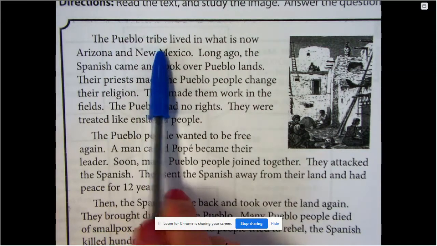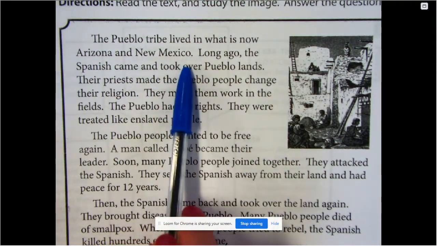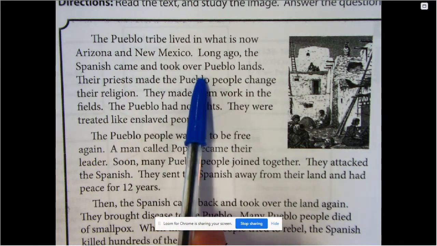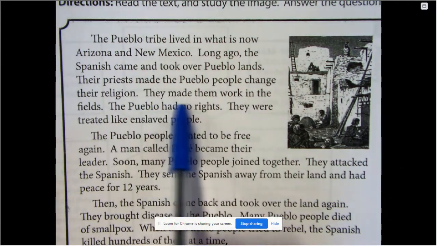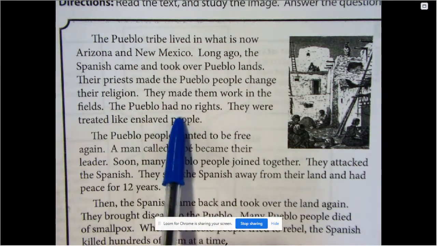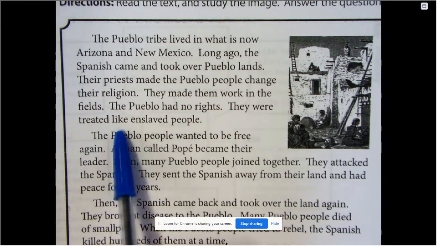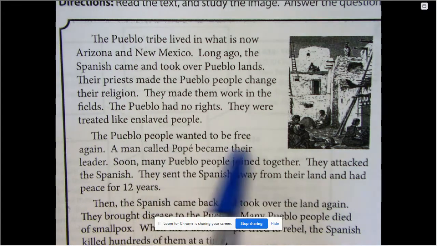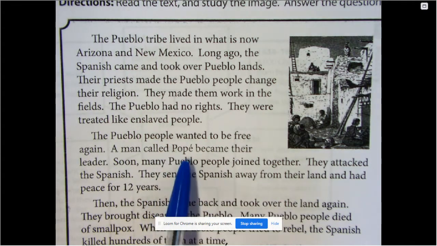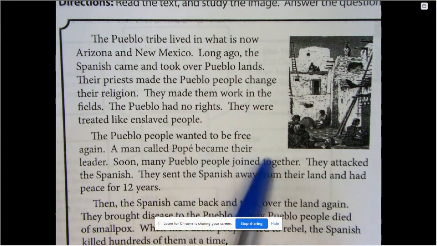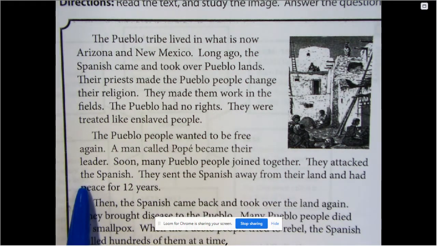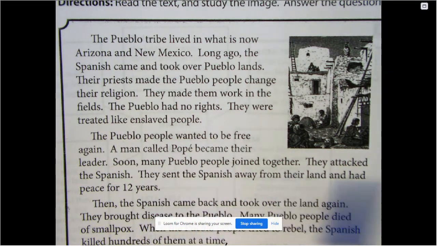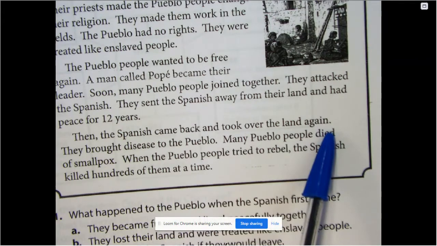The Pueblo tribe lived in what is now Arizona and New Mexico. Long ago, the Spanish came and took over Pueblo lands. Their priests made the Pueblo people change their religion. They made them work in fields, and the Pueblo had no rights. They were treated like enslaved people. The Pueblo people wanted to be free again. A man called Popeye, that's how you say that one, became their leader. Soon, many Pueblo people joined together. They attacked the Spanish. They sent the Spanish away from their land and had peace for 12 years. Then the Spanish came back and took over the land again.